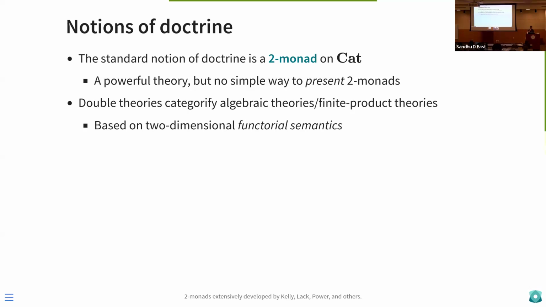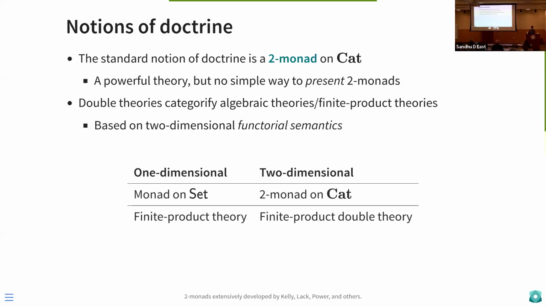And so the way I got into this was looking for a more tangible way to be able to write down a doctrine. Double theories have this character that you can present them by generators and relations, not unlike the way you would present an ordinary theory in categorical logic by generators and relations. And so rather than being based on monads, they're based on functorial semantics, just like Lawvere theories are, but categorified. So this is two-dimensional functorial semantics.